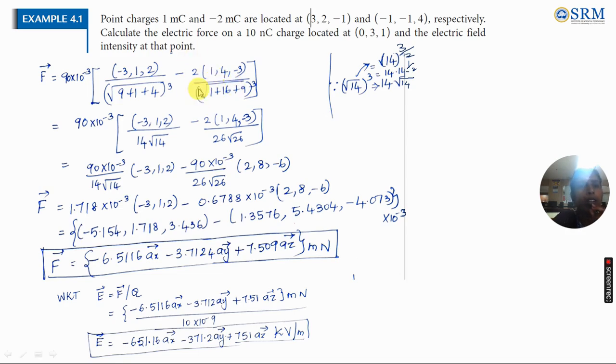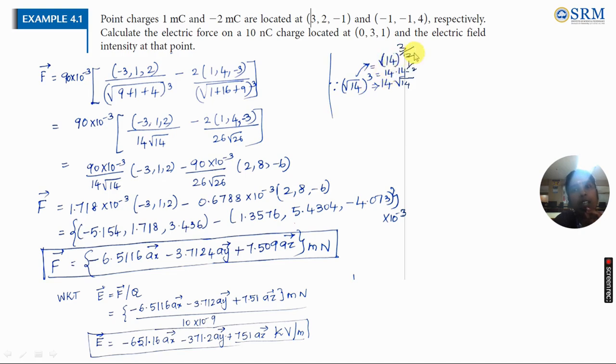If I write the magnitude, I should write like this: 1 plus 4 square is 16, minus 3 the whole square is 9. All things I should make a cube, right? So if I write the answer, it will come as 14 cube, root of 14 the whole cube. How can I simplify it? This root is 1 by 2, right? 1 by 2 whole cube is 3 by 2. So what is the meaning?